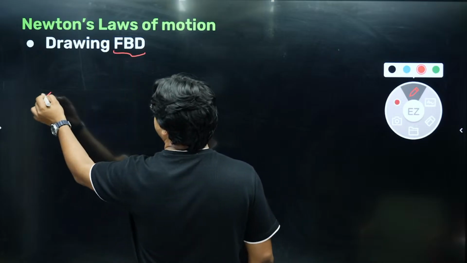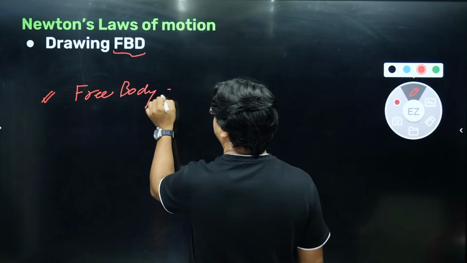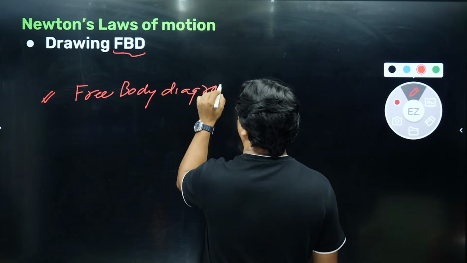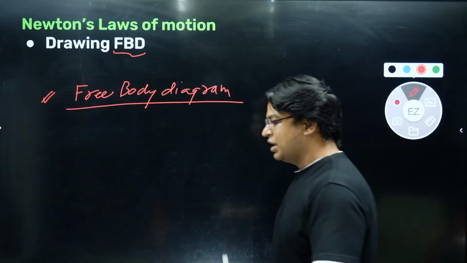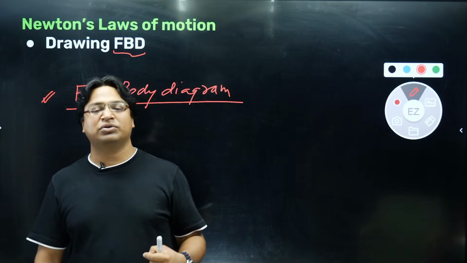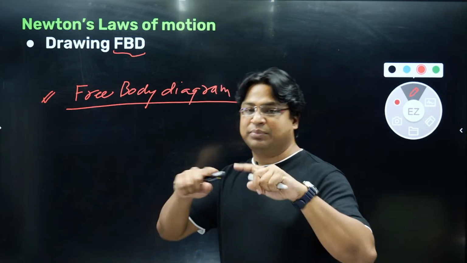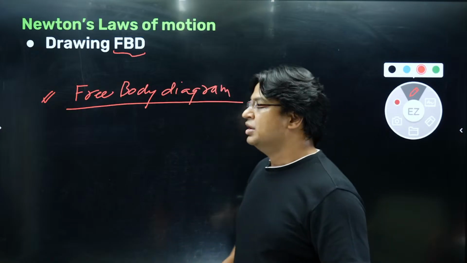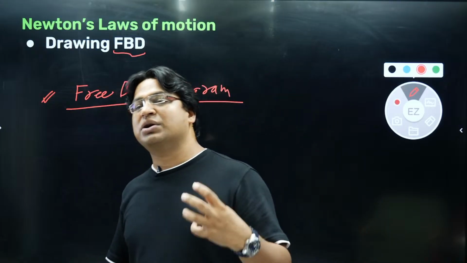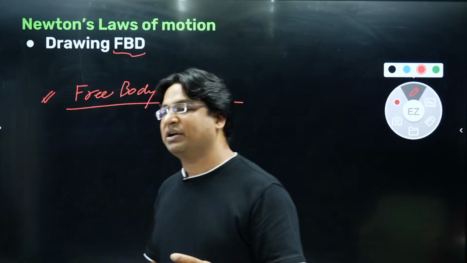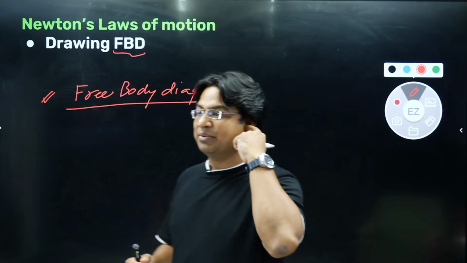So guys, FBD stands for free body diagram. That is the full form. What does it indicate? When I am thinking about the motion of a certain object, for example, I just drew a block on the pulley, so I may be thinking about the motion of that block. Whenever I am trying to analyze the motion of a certain entity, I need to consider all the forces acting on it.